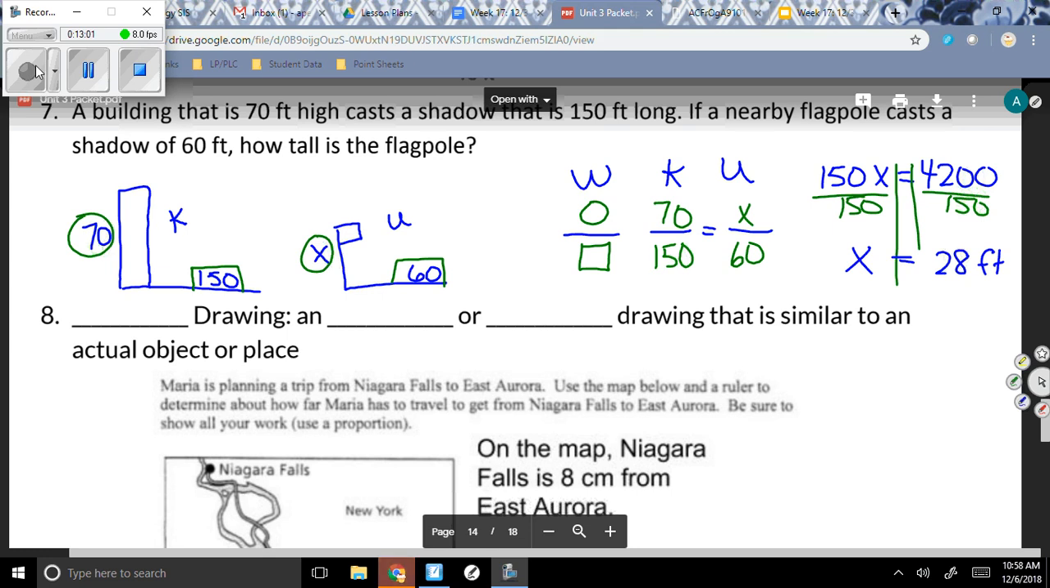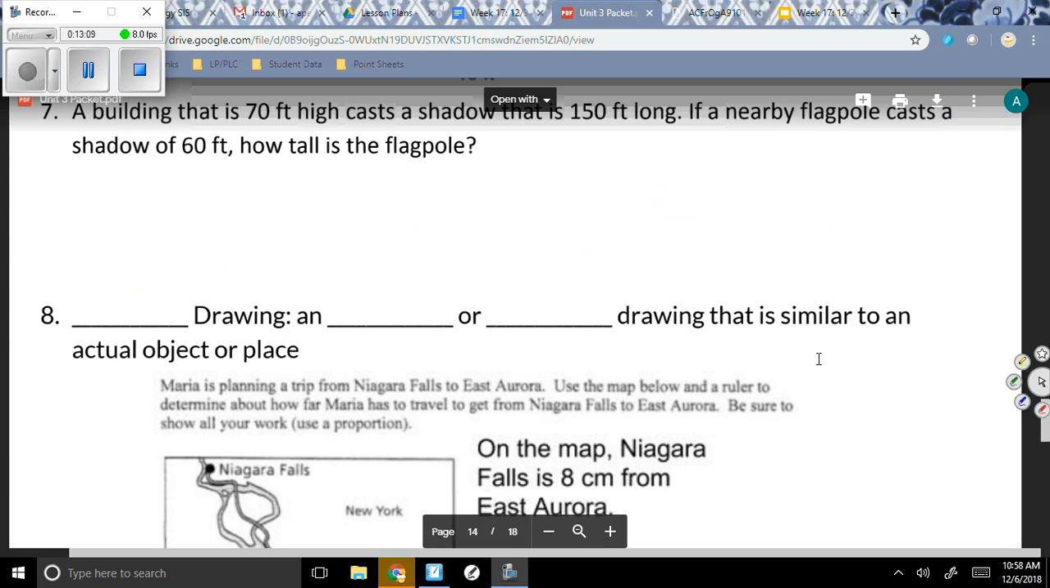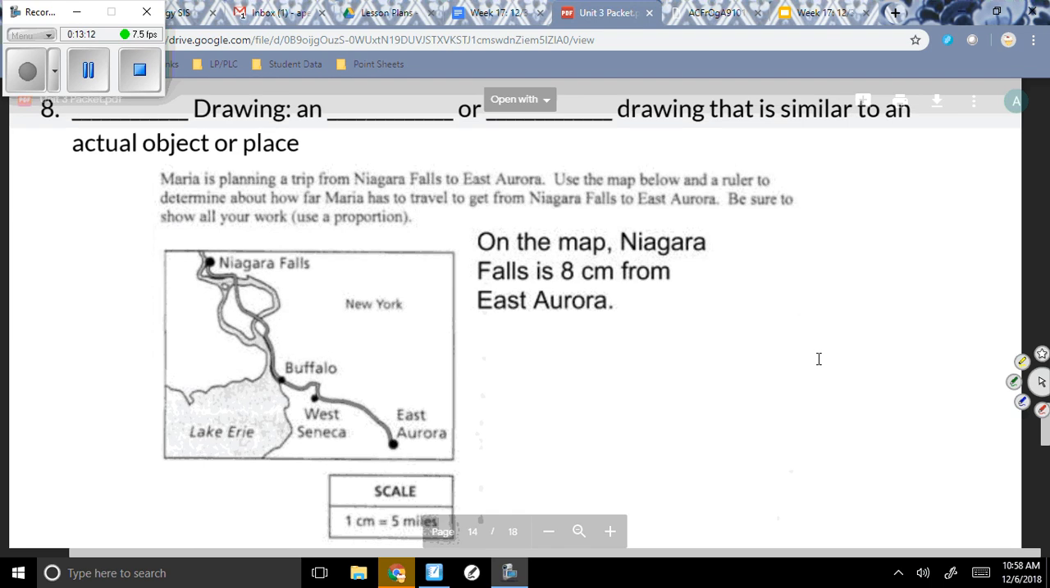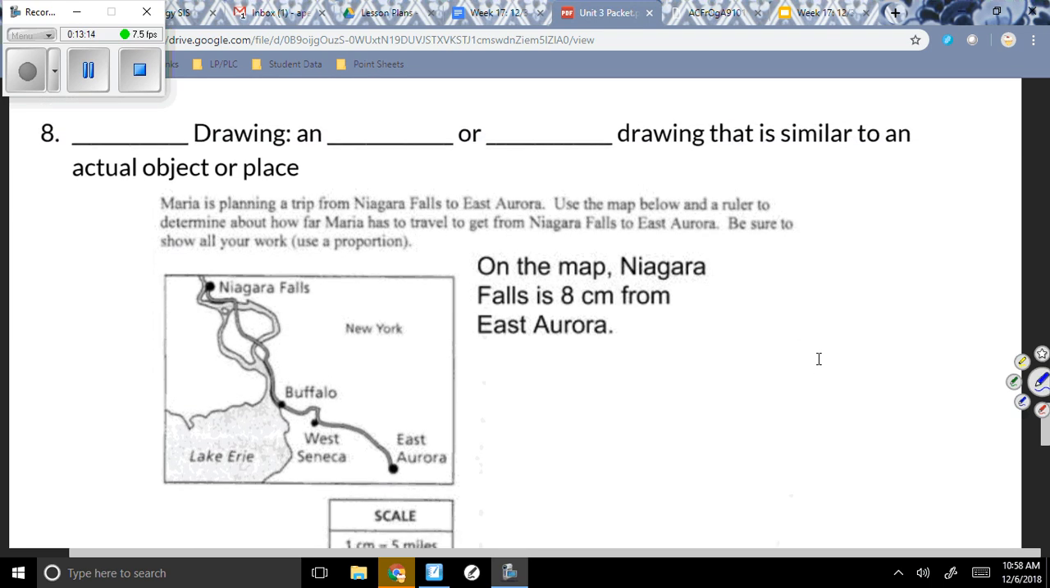All right, so I got an answer of 28 feet. Make sure that all of your work matches mine and you have it all copied down before we move on to the last example, number 8. So we have some blanks to fill in here. That first blank is scale drawings. They are enlarged or reduced drawings that are similar to an actual object or place.